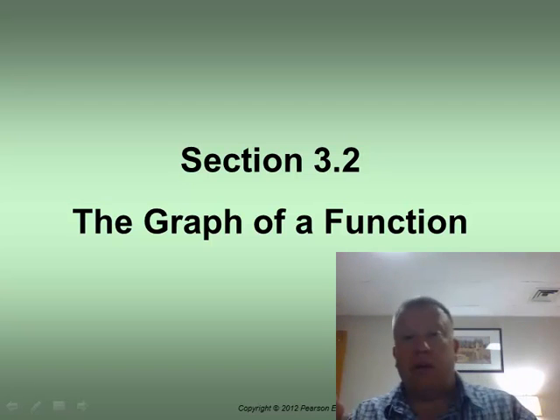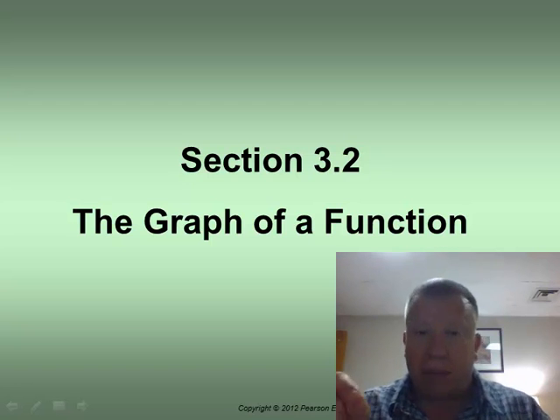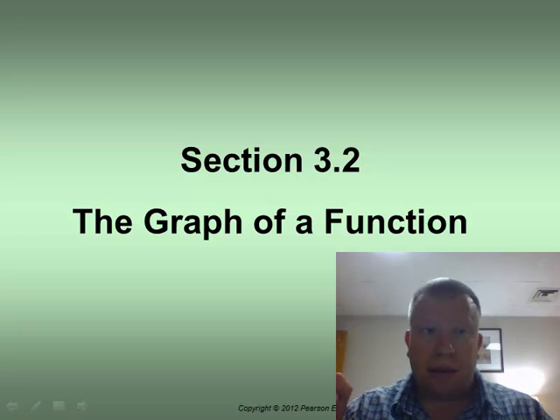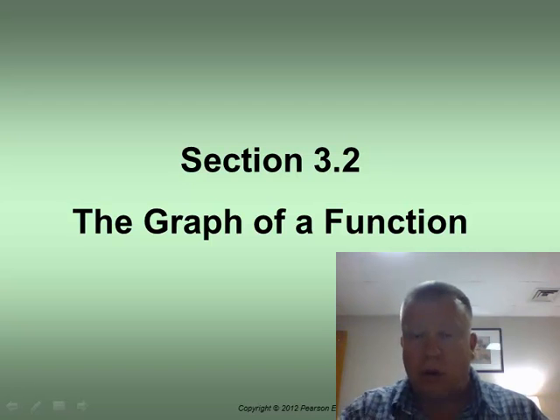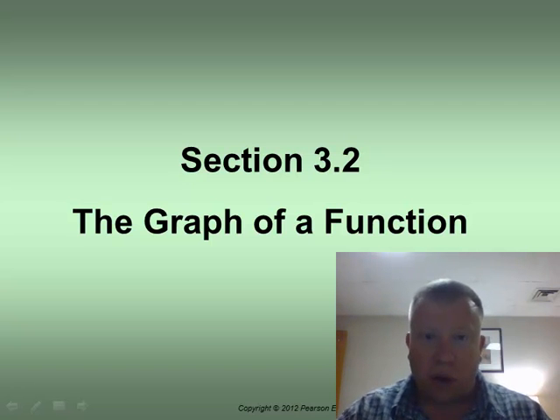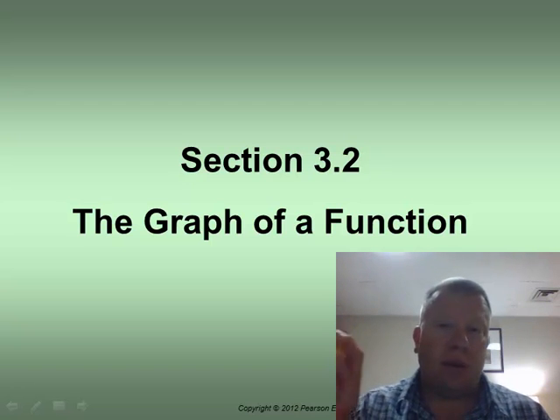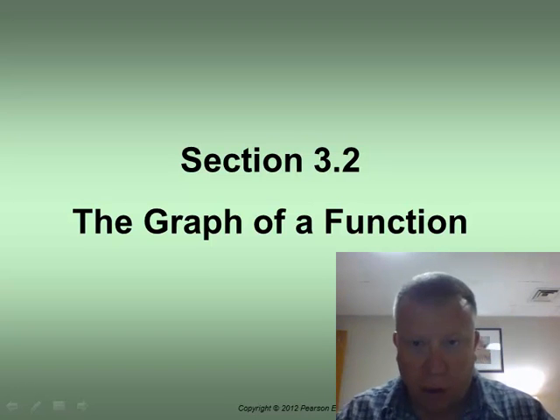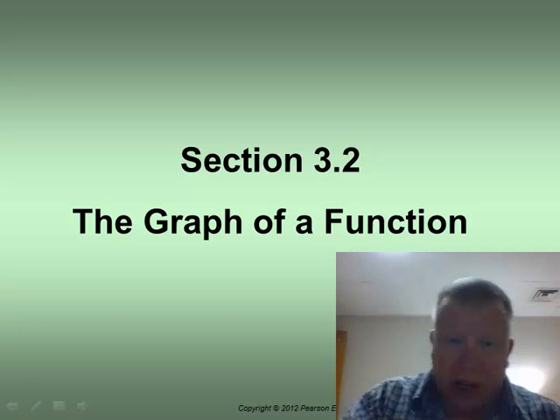Now, there could be any number of numbers in the range that are assignments to multiple numbers in the domain, but you can't have it where one number in the domain gets assigned to two or more numbers in the range.